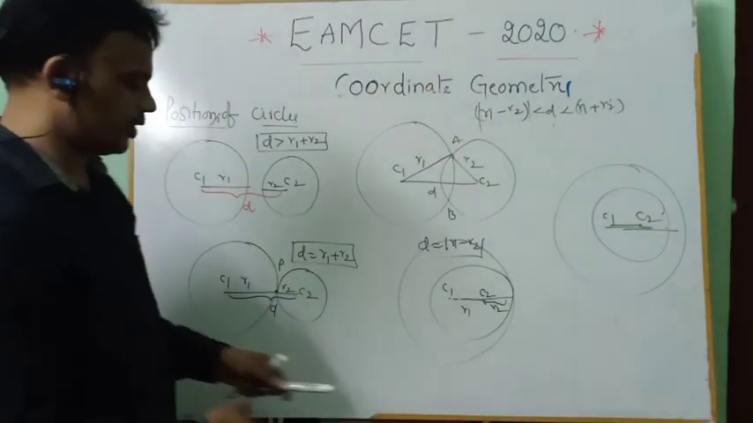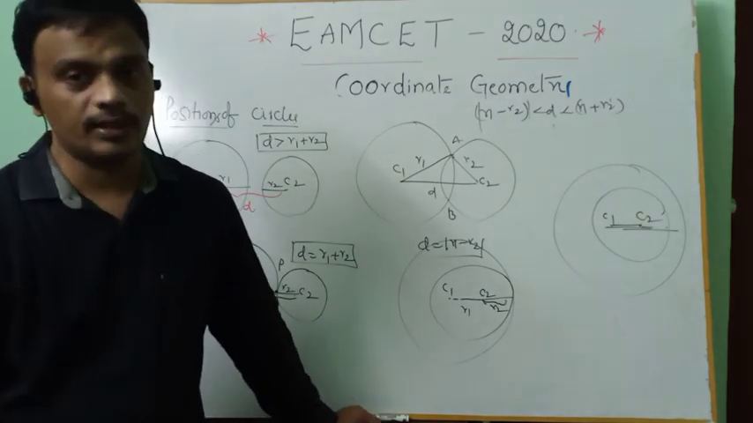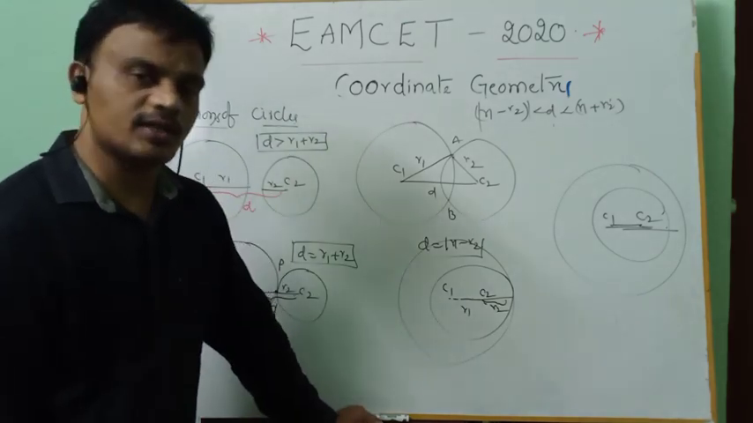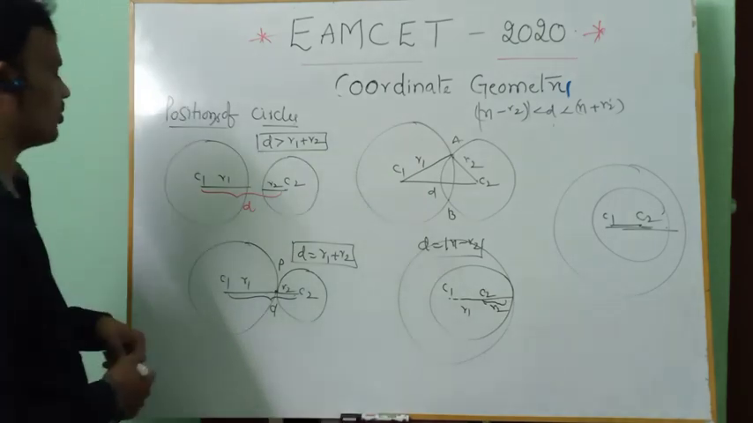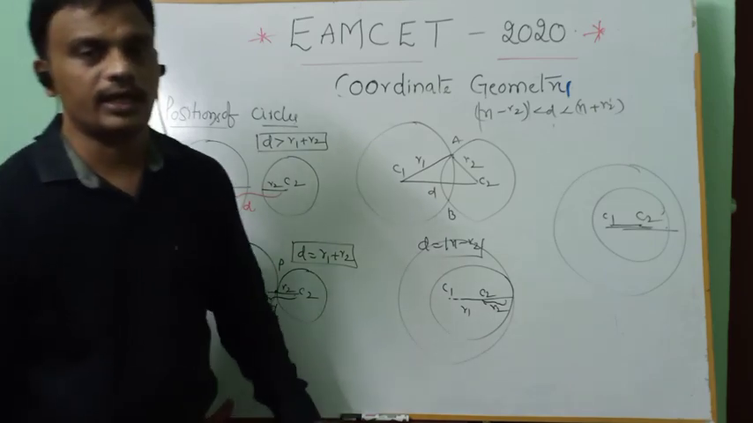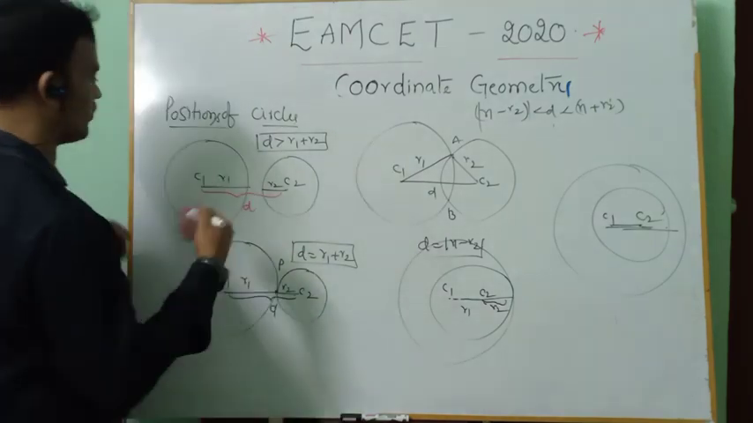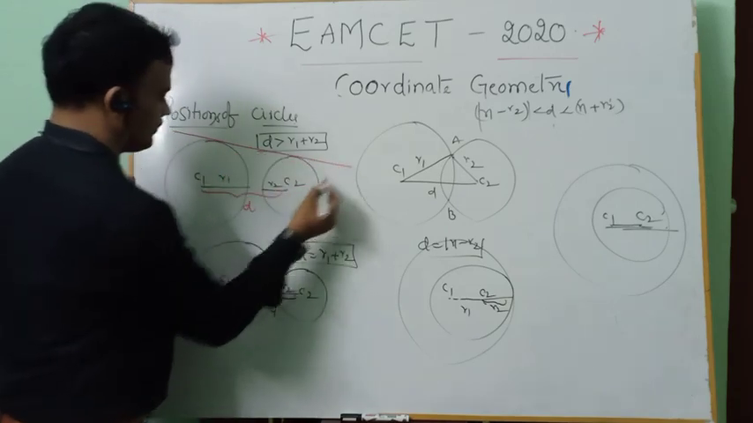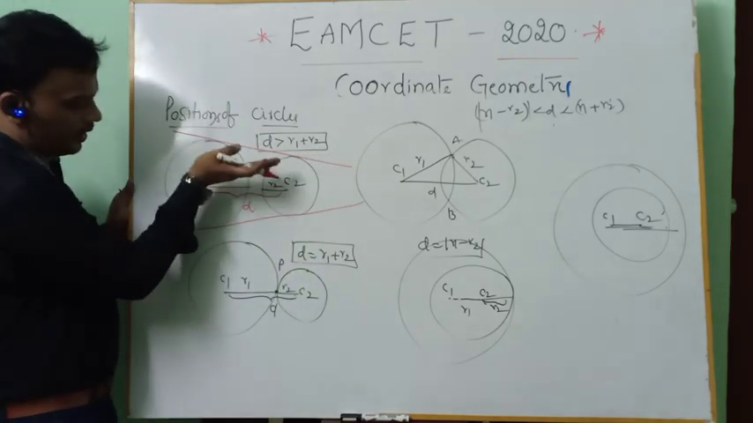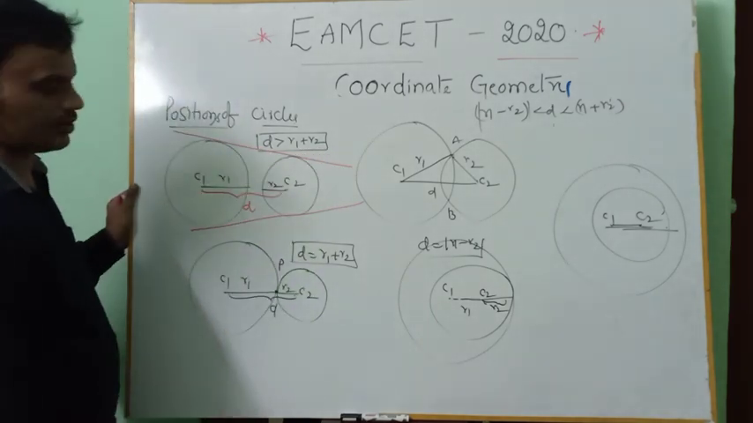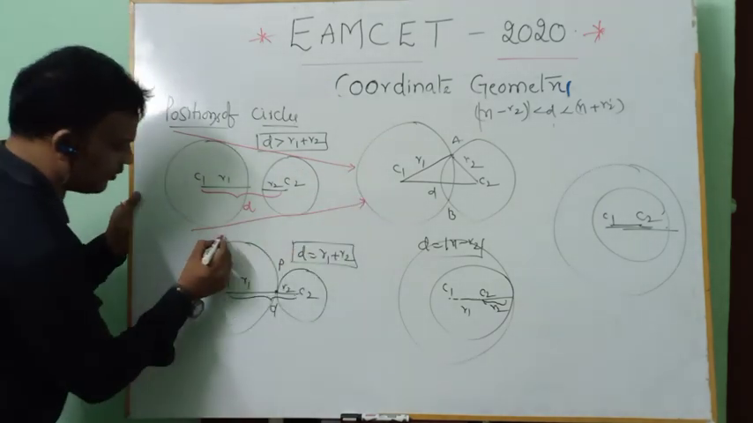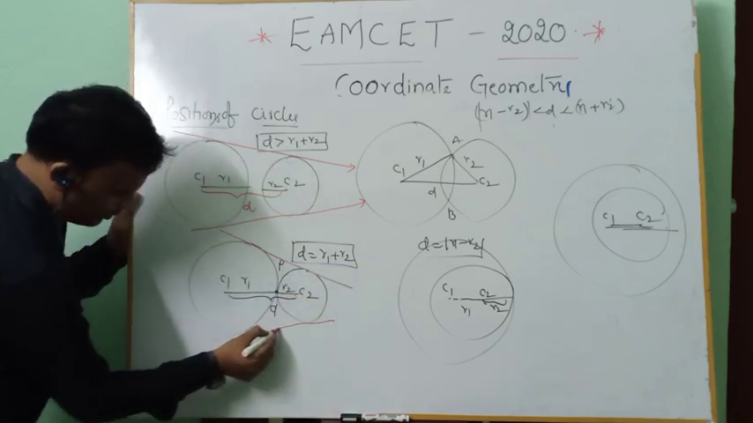Then coming to the common tangents. We have two types of common tangents. One is the direct common tangent and the second one is the transverse common tangent. What about the direct common tangents? Direct common tangent means that the two circles are present on the same side of the line. Then that is called a direct common tangent. Let us see. These two are direct common tangents. For these tangents, the two circles are present on the same side. Two direct common tangents. First of all I am going to draw the direct common tangents, and for the second position also, direct common tangents.